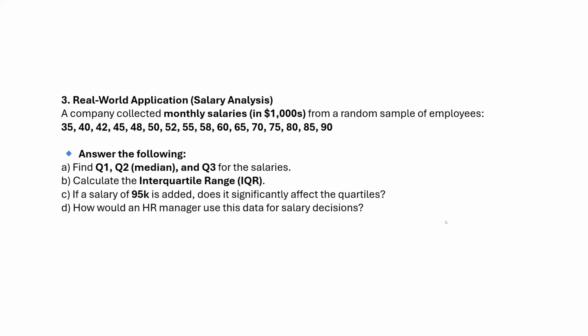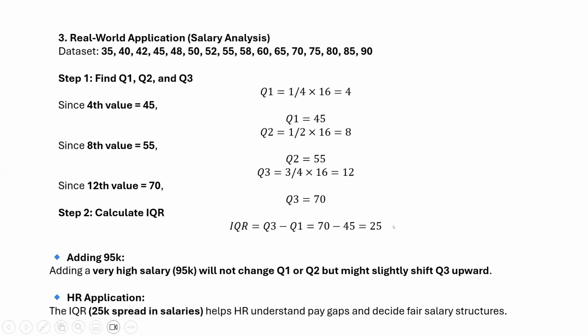Okay, now let's move to the solution. So this was our data set, and step one, the question was to find Q1, Q2, and Q3. We all know how to calculate Q1, Q2, and Q3, right? Q1 is 1/4 of the total numbers, that is 16, so it will be 4. Q1 equals 45, right, Prashant?